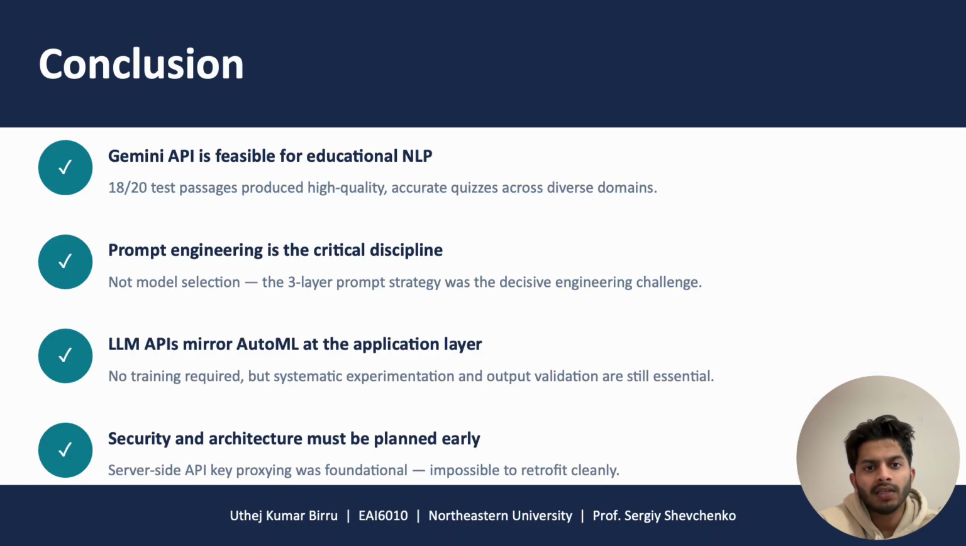So to close, the Gemini API is a proven and feasible NLP backend for interactive educational applications. The engineering challenge in this project was not model selection; it was prompt engineering and output validation. Those disciplines require the same systematic rigor as traditional machine learning, just applied at a different layer. LLM APIs represent AutoML at the application layer, and understanding that equivalence is one of the most practical skills you can develop as an AI practitioner right now. I hope this project demonstrated that clearly. Thank you for watching.